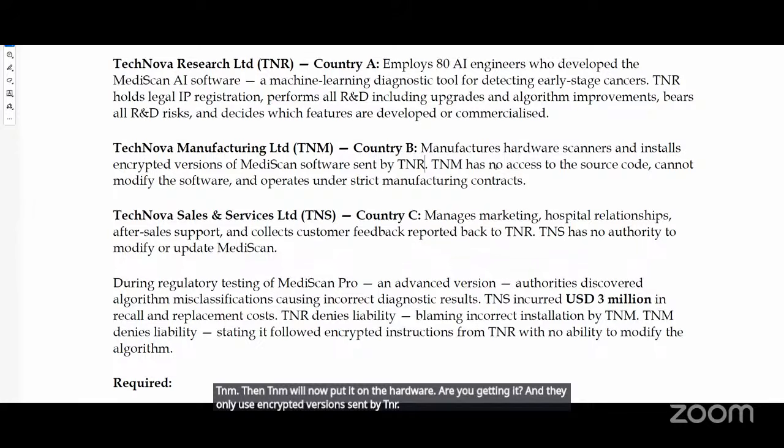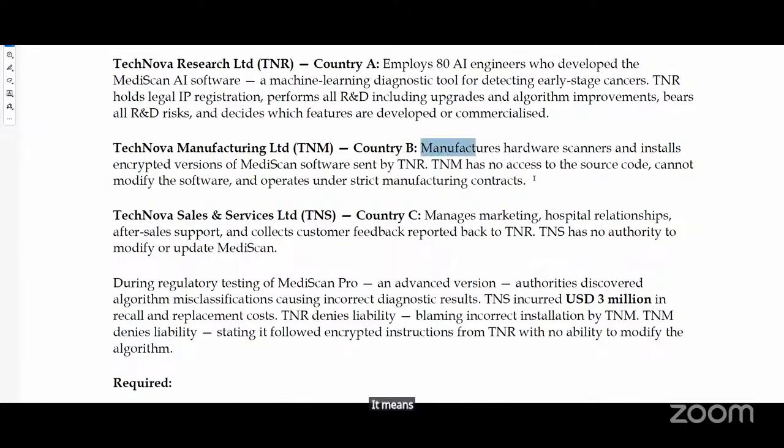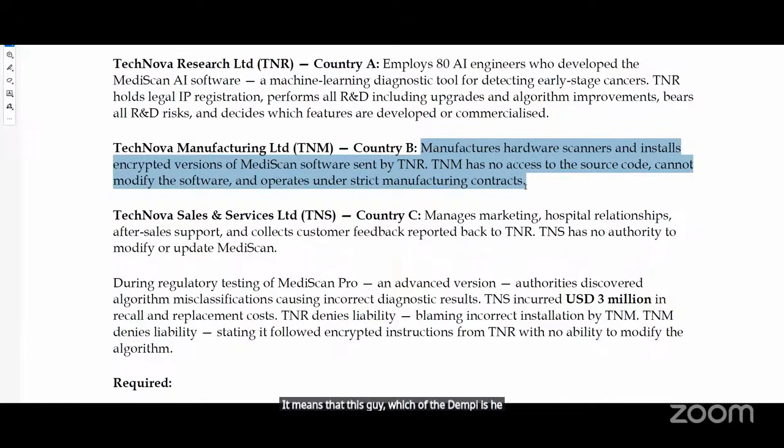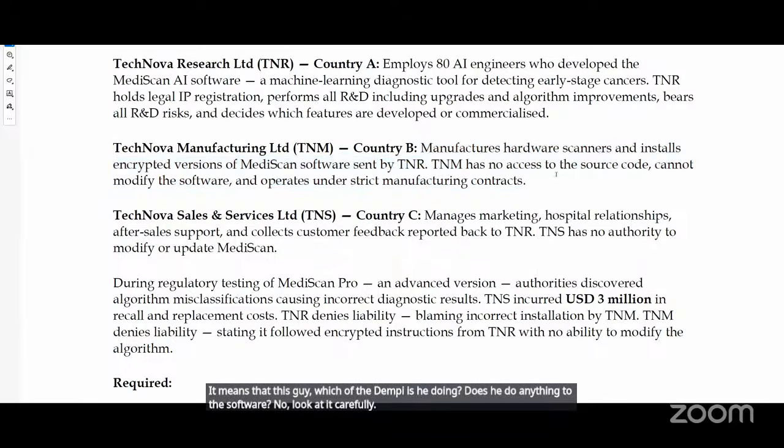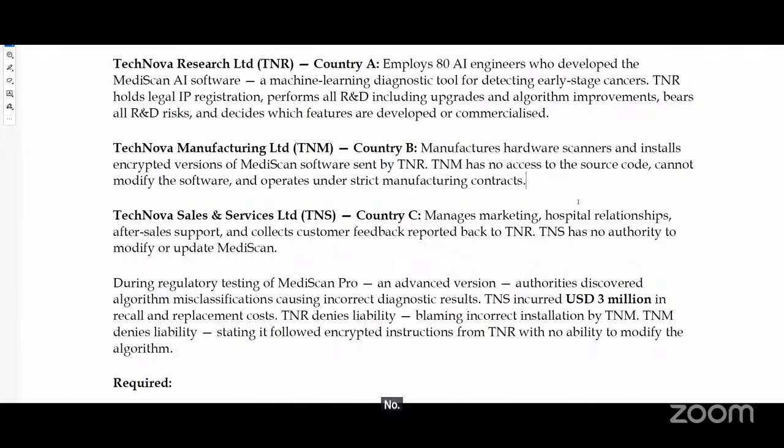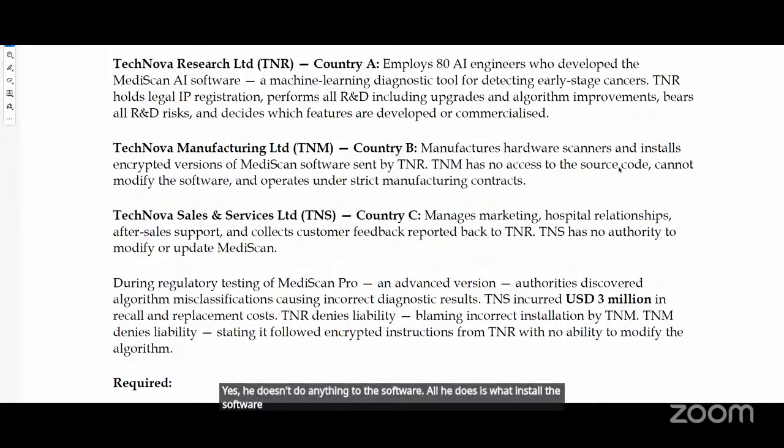It means that TNM has no access to the source code. He cannot modify the software. He only operates under a strict manufacturing contract. It means that this guy, which of the DEMPI is he doing? Does he do anything to the software? Look at it carefully. Does he have anything to do to the software? No, TNM has nothing to do. He doesn't do anything to the software. All he does is install the software on his hardware.